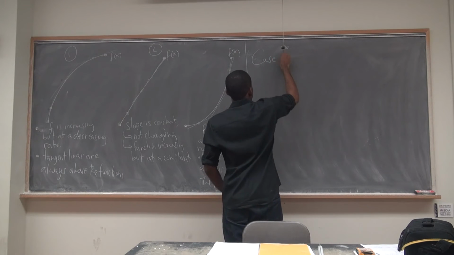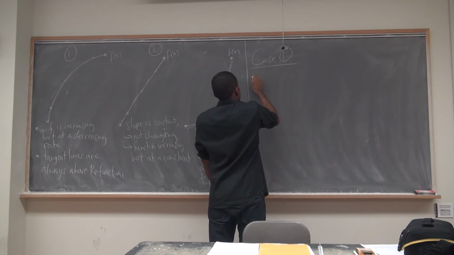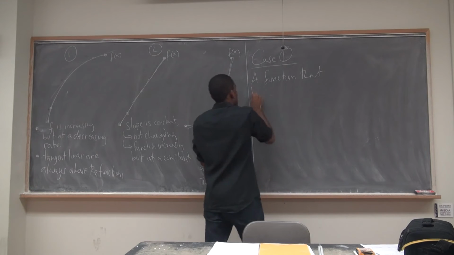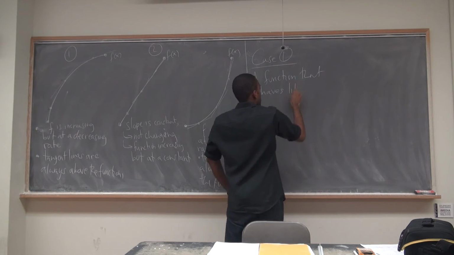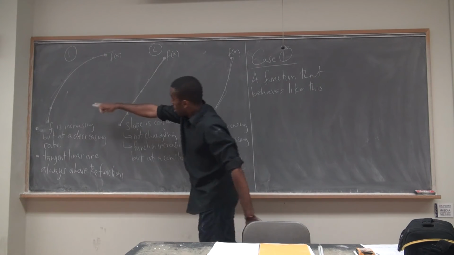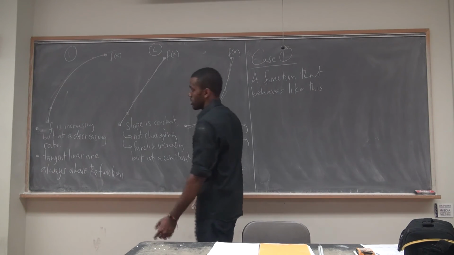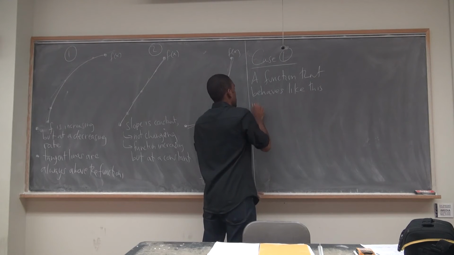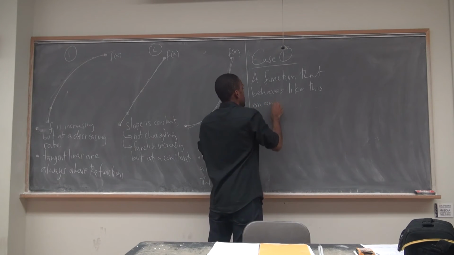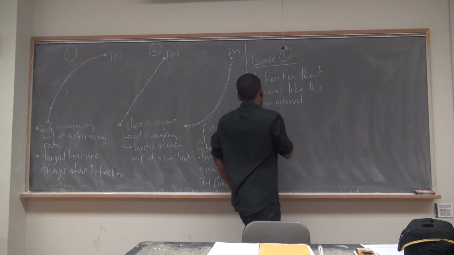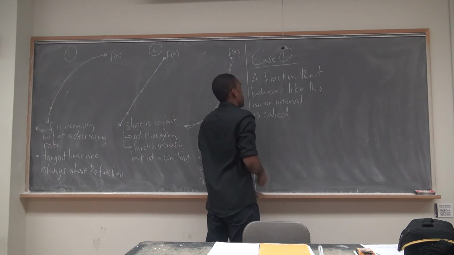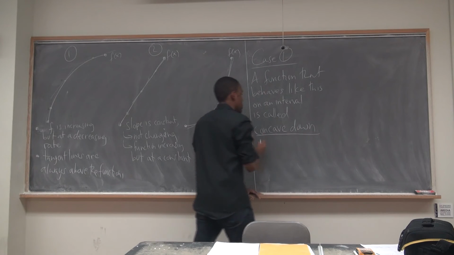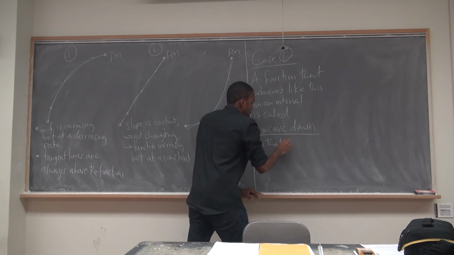How about case 1? A function that behaves like this, meaning our tangent lines are always above the function. We're increasing, or it could work out as decreasing as well. But the tangent lines are always above the function on an interval is called concave down on that interval.